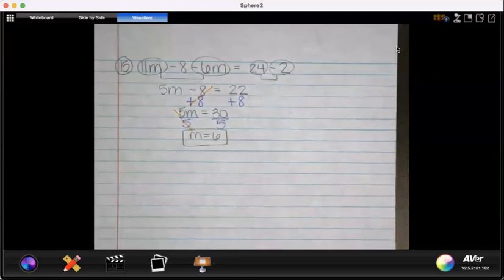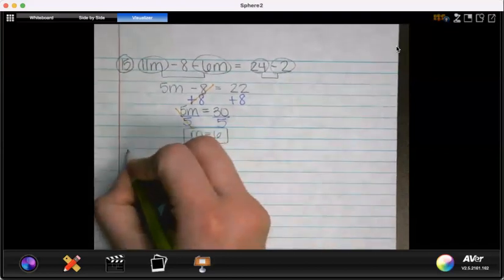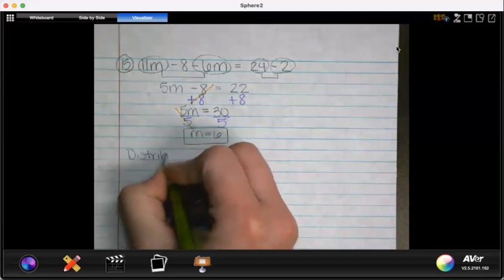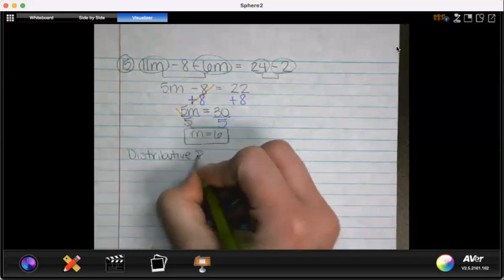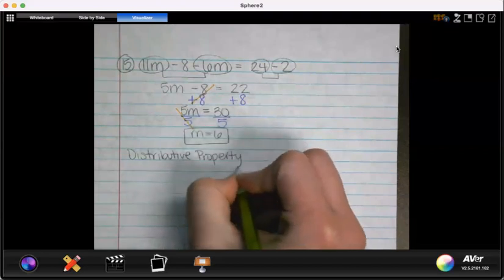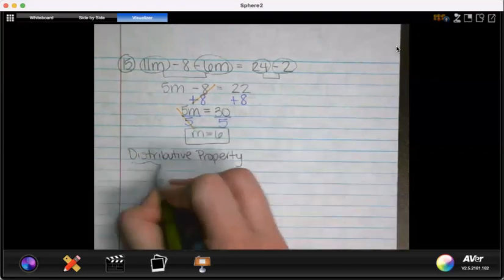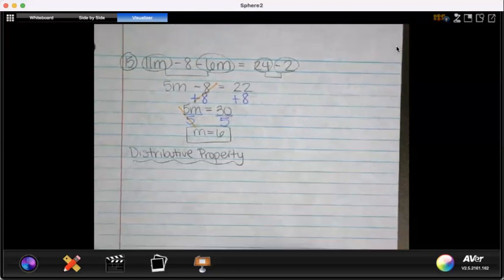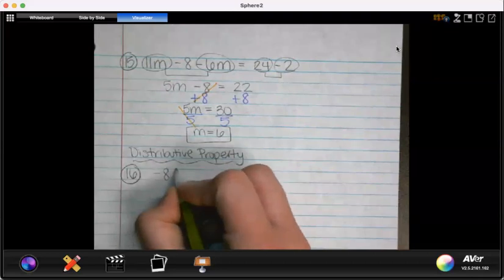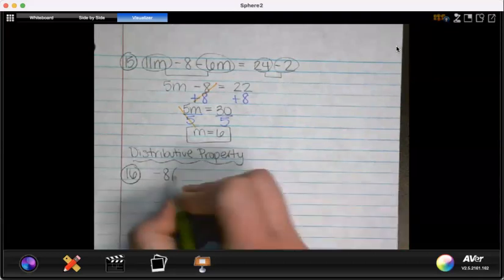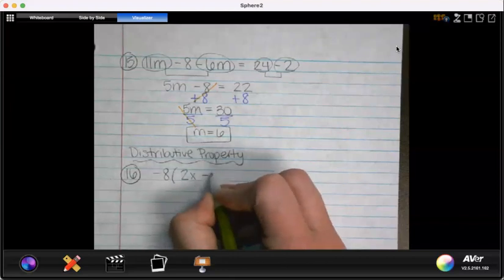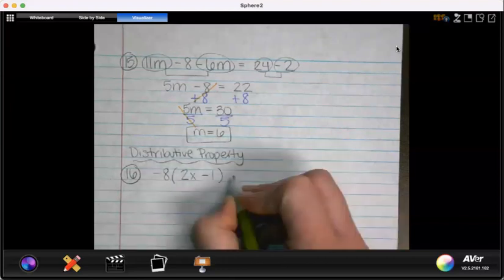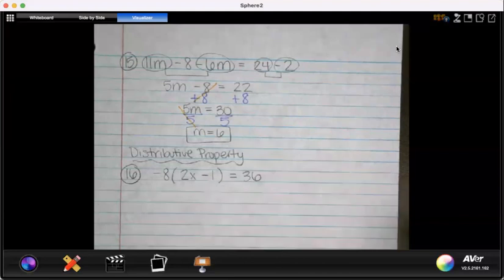The next type of problem we're going to work with is distributive property. Now we've worked with distributive property before, and so this will be very similar to that. Negative 8 times the quantity, or parentheses, 2x minus 1, equals 36.